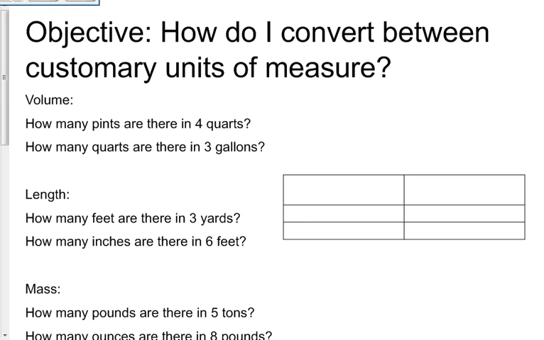My friends, today we're going to look at how to convert between customary units of measure. We're going to use both volume, length, and mass. And we're going to use something that's called a ratio table. A ratio table allows us to record information that we know to help us solve a more difficult problem. So we're going to try this with volume first.